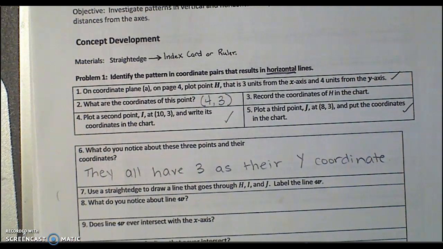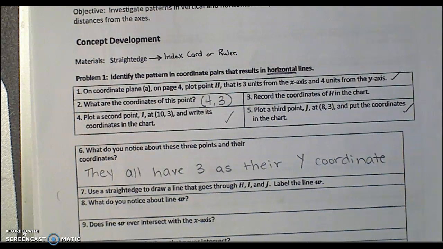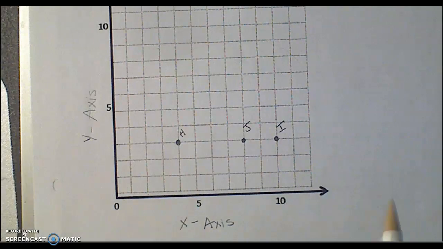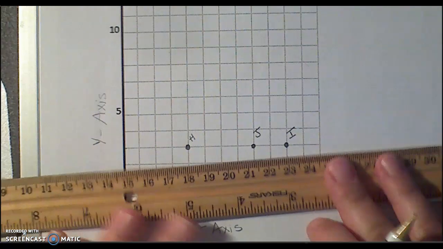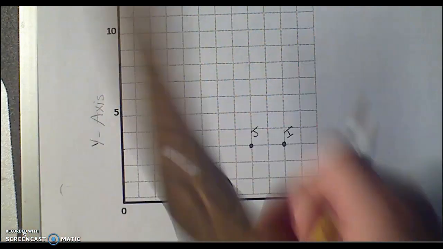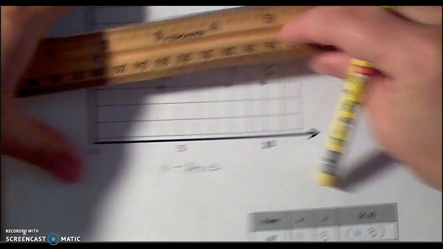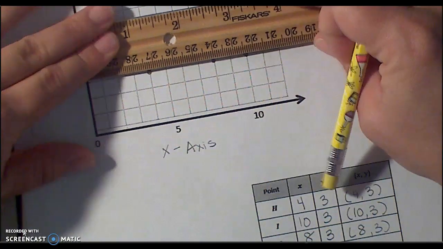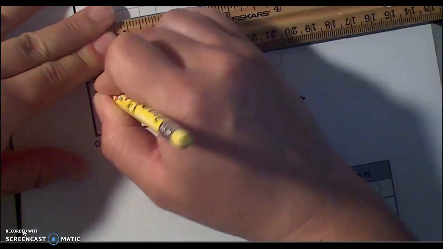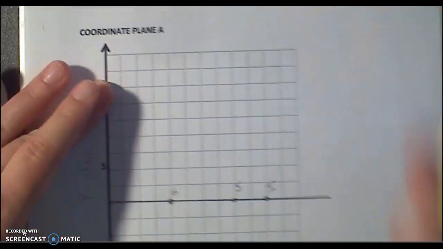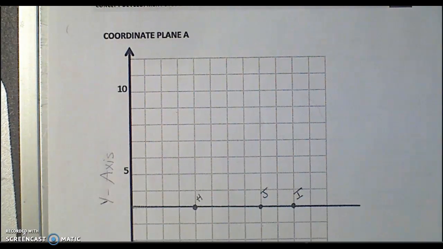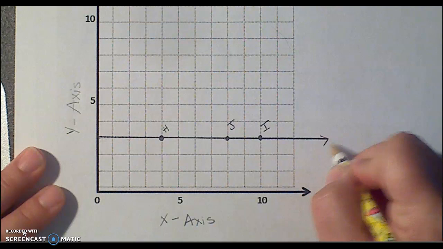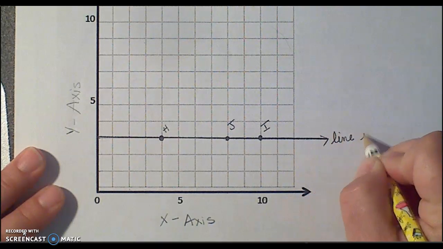It says use a straight edge to draw a line that goes through H, I, and J. Label the line W. So here is my straight edge. The table's bumped up a little bit. We're going to try this way. And this is called line W. So over here on the end, we label it line W.